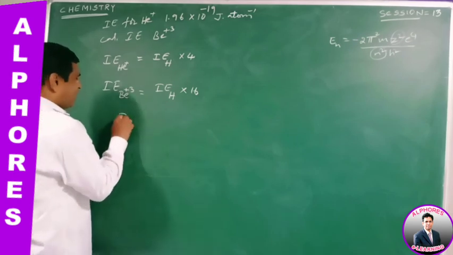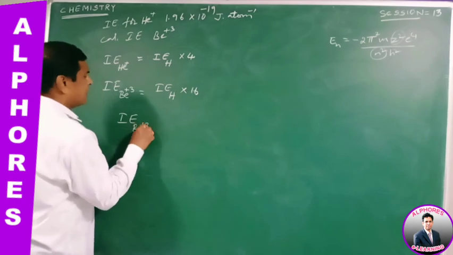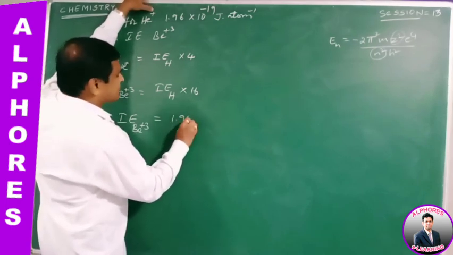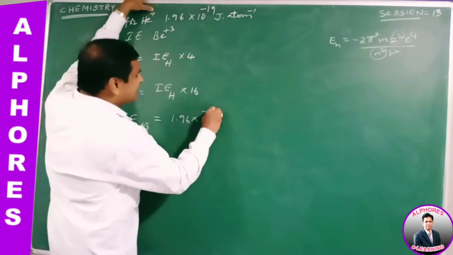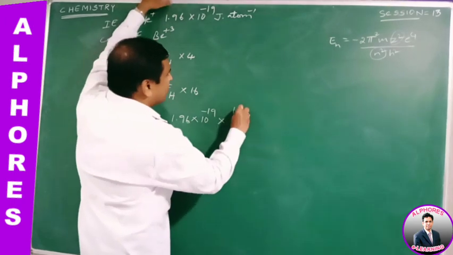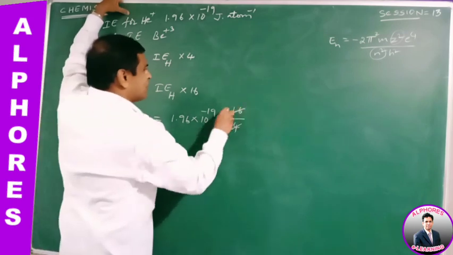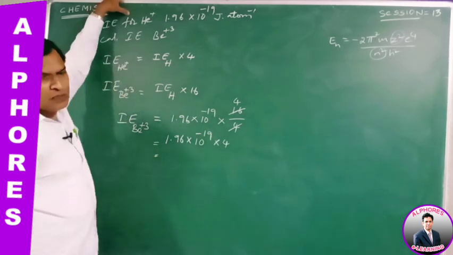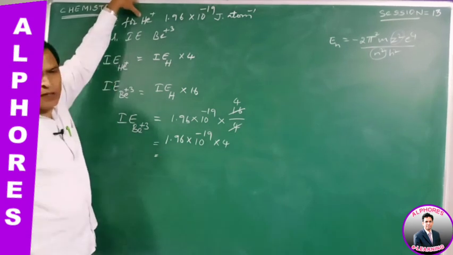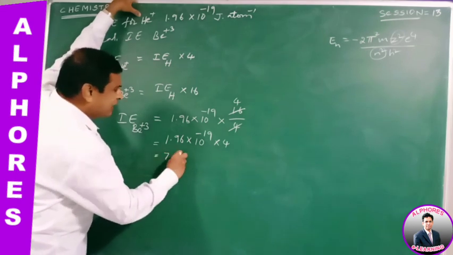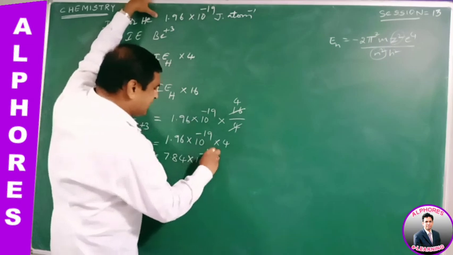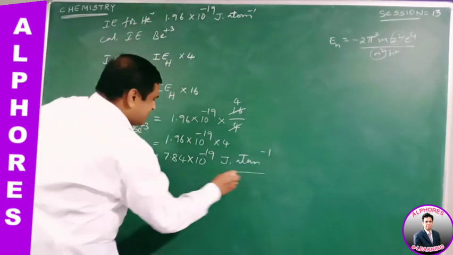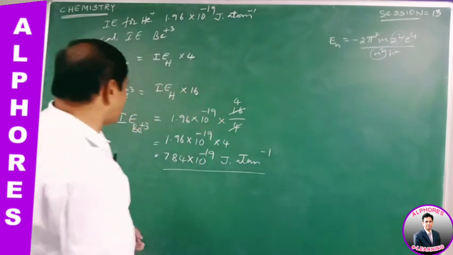Now the ionization energy of beryllium plus 3, with helium as the reference, is 1.96 into 10 to the power minus 19 into Z square, which means 16 by 4, that is 4. So it equals 1.96 into 10 to the power minus 19 into 4. So how much does it come to? That is 7.84 into 10 to the power minus 19 joule per atom. This is the ionization energy of beryllium plus 3.